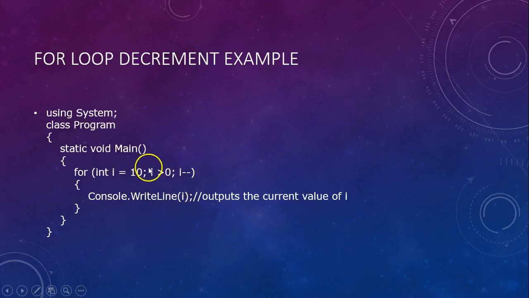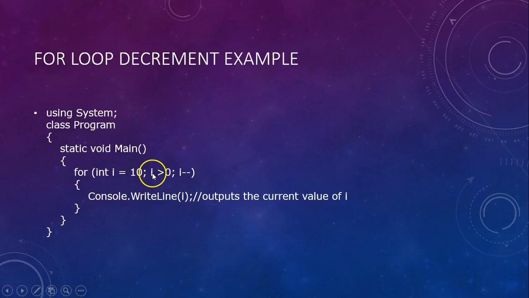So now it's 9. Is 9 greater than 0? Yes. Output 9. i--, now 8. It's going to keep doing that up until we get near 0. So let's go where i is now 1. So 1 is greater than 0. Output 1. i--. i is now equal to 0.